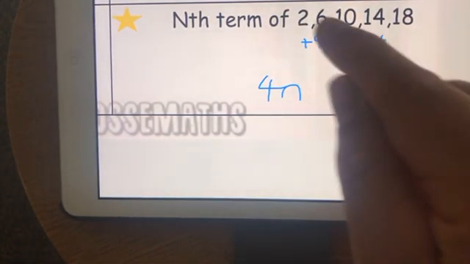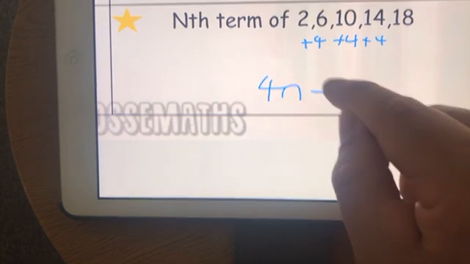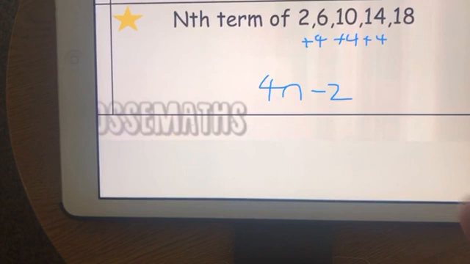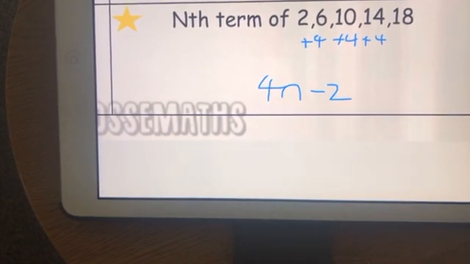If it's going up in 4s, before a 2, it's going to be negative 2, because it's going up in 4s before the first number. If I take away 4, we minus 2. 4n take away 2 for 2 points.